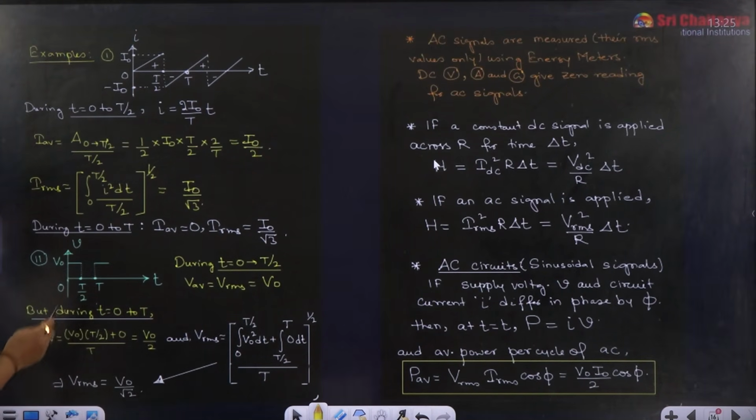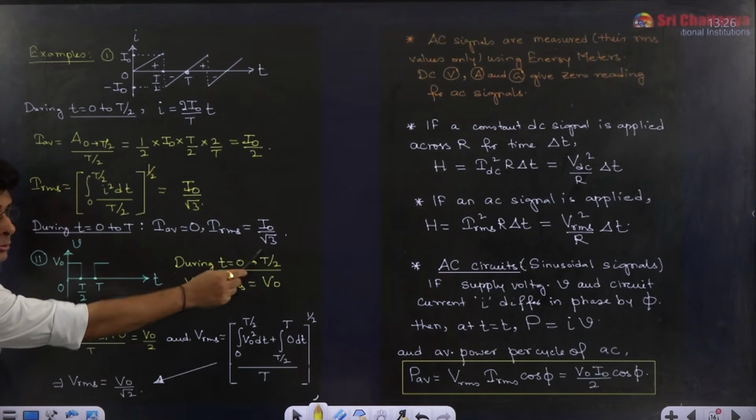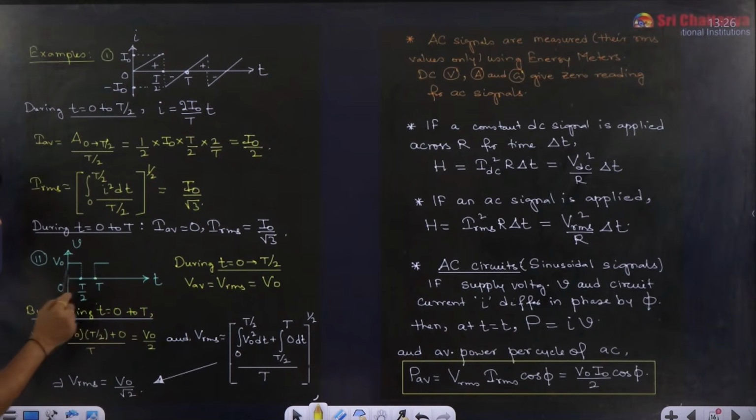Next example I have taken: here we have a square pulse but not AC. You can see it does not become negative, only positive. First from 0 to T by 2 you have V naught, then again you have 0, then again you have V naught. Now it repeats itself after this time capital T. So if I take from 0 to T by 2, the average value and RMS value will both be the same because V is constant.